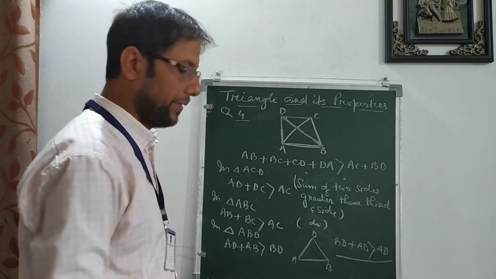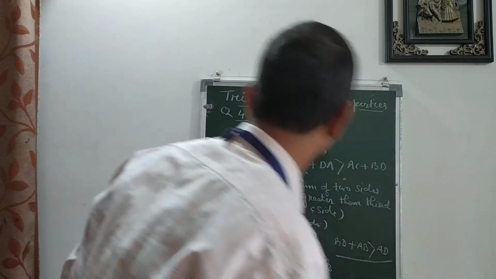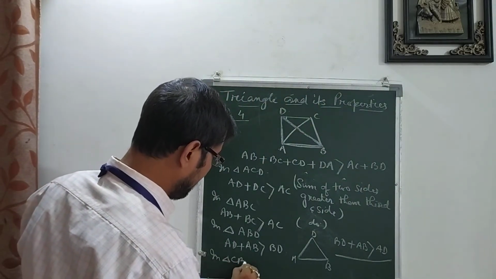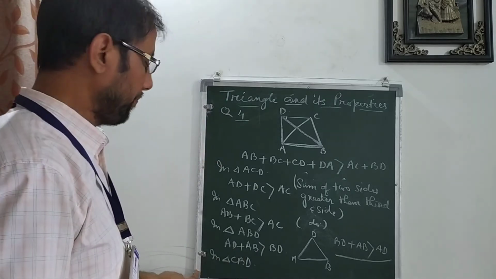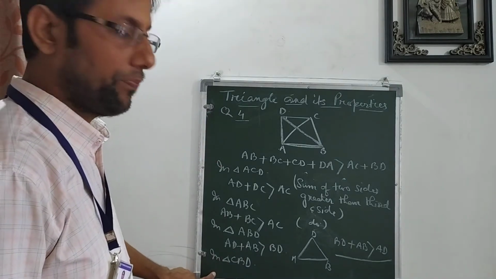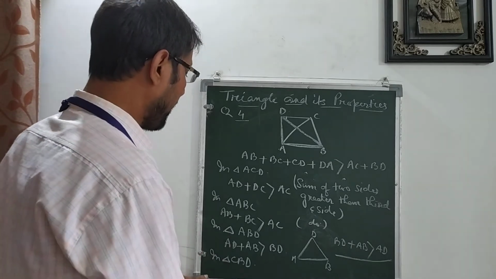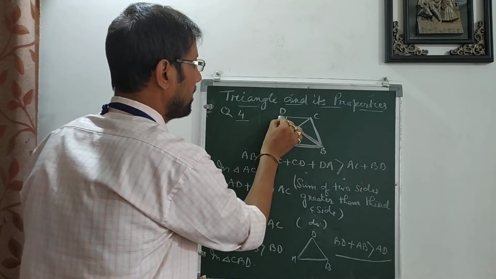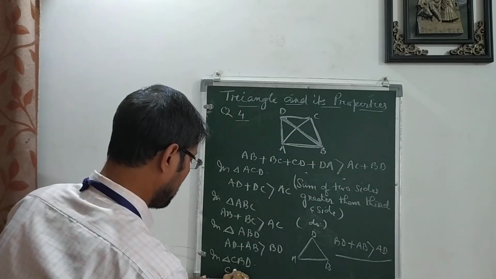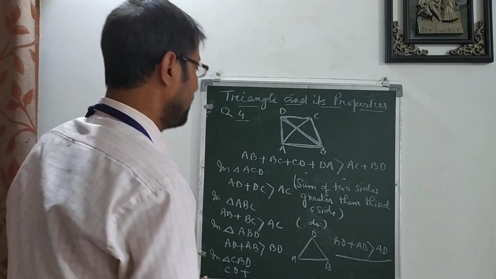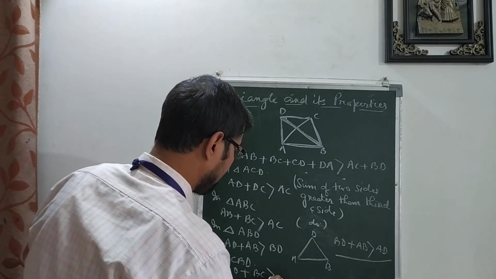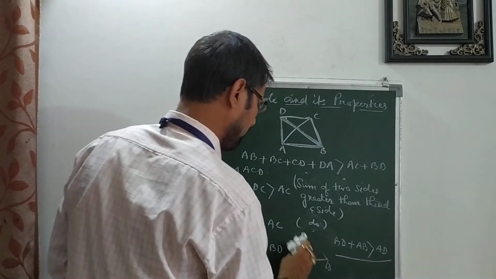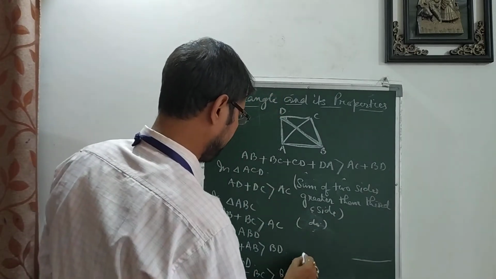Now I take triangle CBD. Let me rub this part. In triangle CBD, so students, what will we write? I have taken CBD, so I will write CD plus BC greater than BD. So this I will write. The reason will be the same.